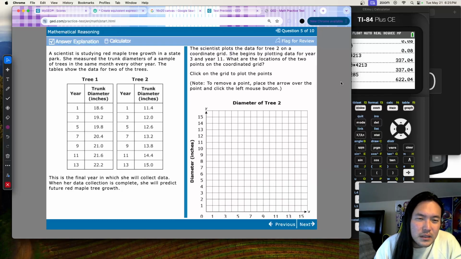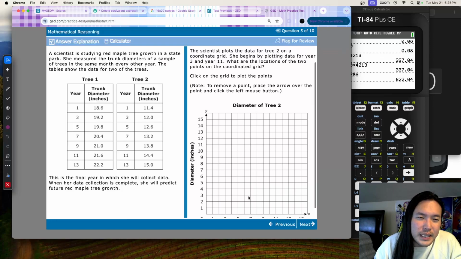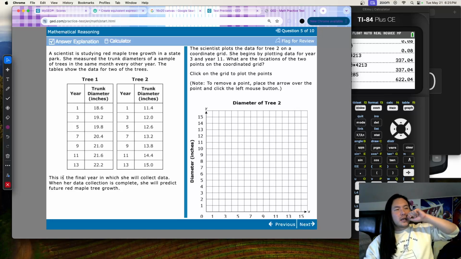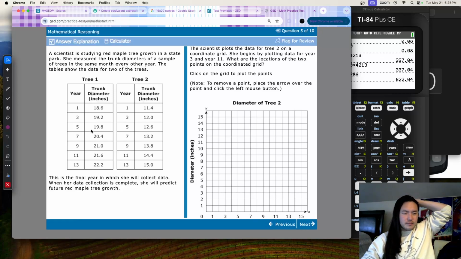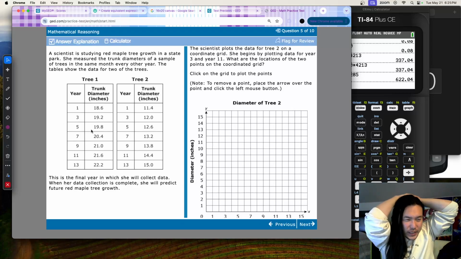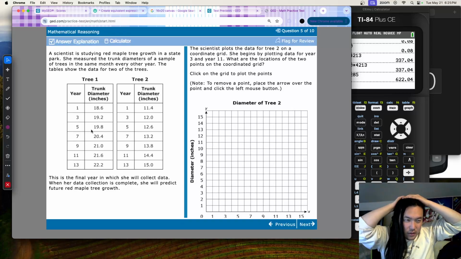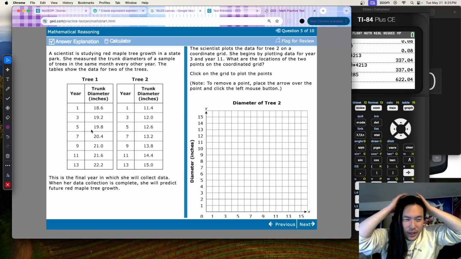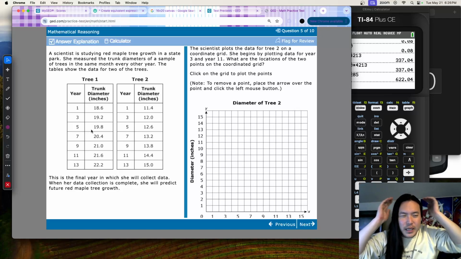Interesting. So here we have to place the points on the graph, so you guys can't really do this. A scientist is studying red maple tree growth. She measured the trunk diameters of a sample of trees in the same month every other year. The tables show the data for 2 of the trees. Okay, so it's not that complicated.